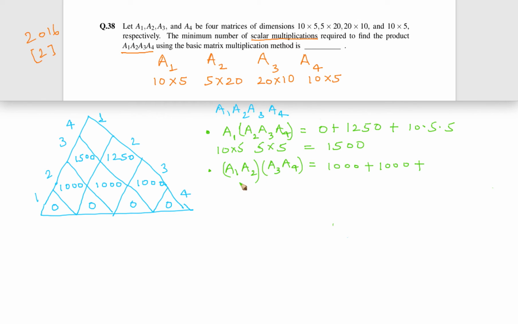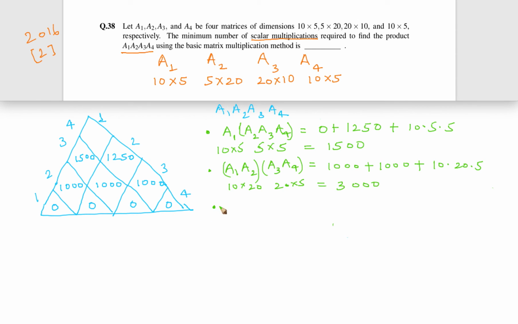For A1, A2, the resultant matrix will have dimensions 10 cross 20. A3 is 20 cross 10 and A4 is 10 cross 5, so the resultant matrix will have dimension 20 cross 5. So overall here it will be 10 into 20 into 5, which is 1000, and overall it is going to be 1000 plus 2000, which is 3000. Okay, this is one way.